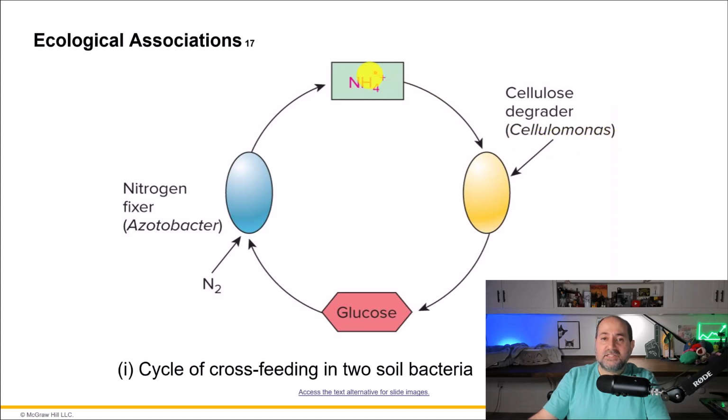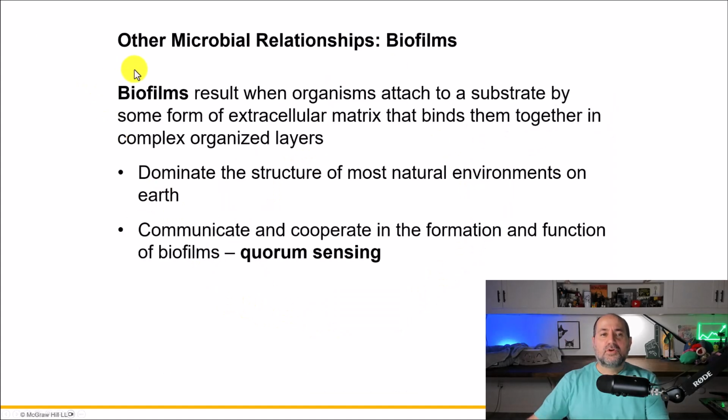Cellulomonas takes the ammonia from the environment and it produces glucose. And then guess what? The Azotobacter uses the glucose. So the product of one organism is used as a nutrient in the next organism, and then the product of that organism is used as a nutrient in the first organism. You see how this is a relationship based on nutrient cross-feeding? That's what that means.